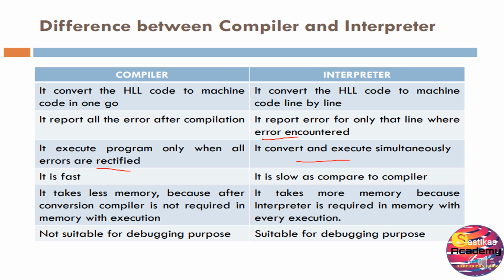And the compiler is fast and the interpreter is slow. The compiler takes less memory because after conversion the compiler is not required in memory during execution, but the interpreter needs more memory because it is required in memory with every execution. The interpreter is suitable for debugging. We can easily debug by using the interpreter, but with the compiler it is more difficult. So these are the differences between compiler and interpreter.